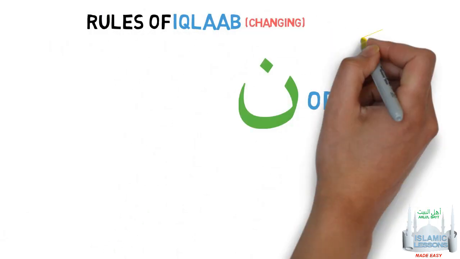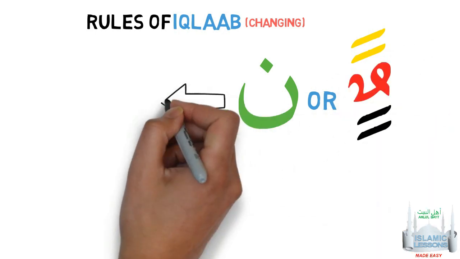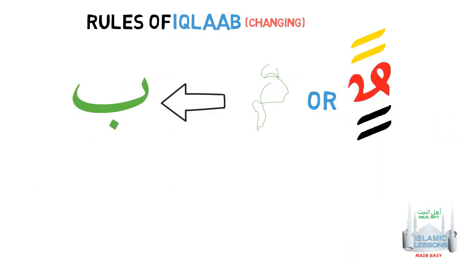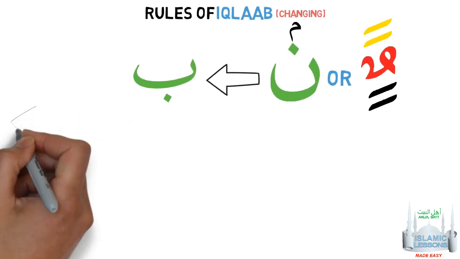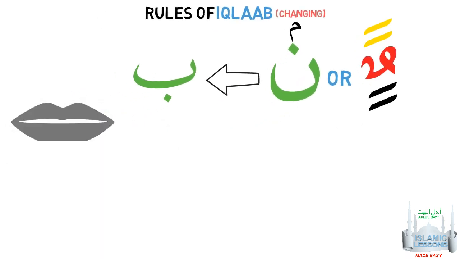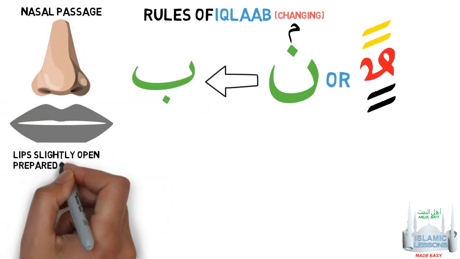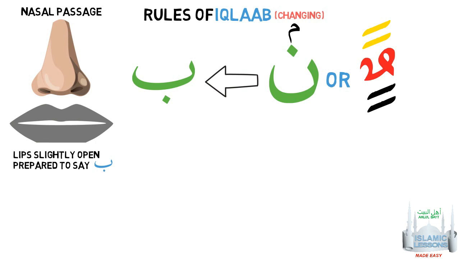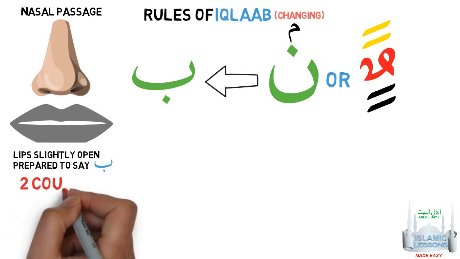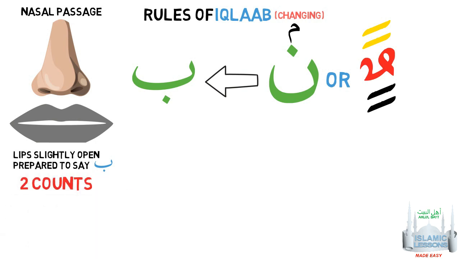After every Noon Saakinah or Tanween, if the letter Ba follows, the Noon sound must be changed to the sound of the letter Meem. This is represented by a little Meem on the top of the letter itself. The lips should not be entirely pressed together to allow for the Meem to come through the nasal passage. The mouth should be prepared to say the Ba after sounding through the Meem. It should also be sounded for two counts.